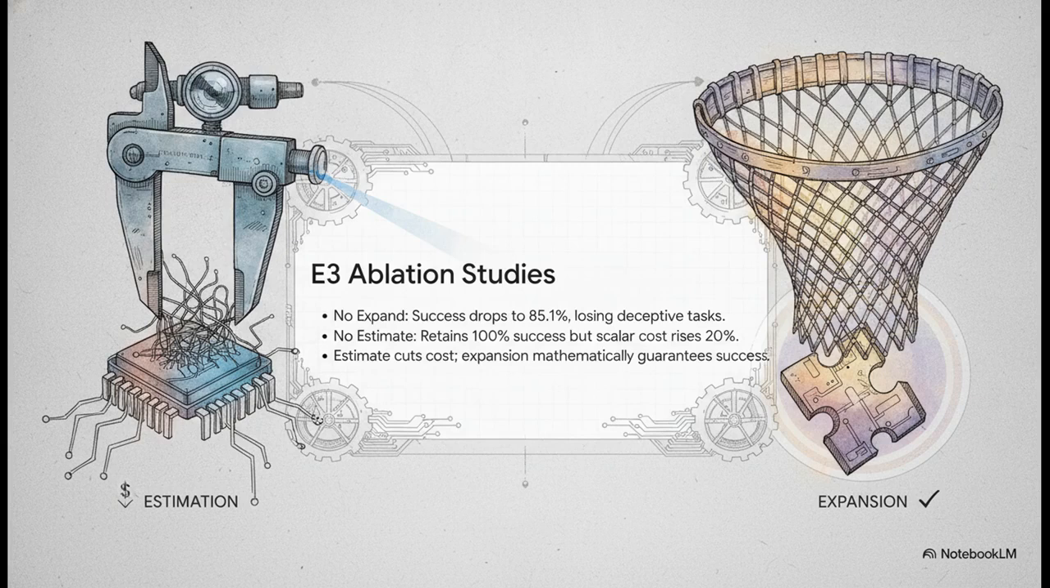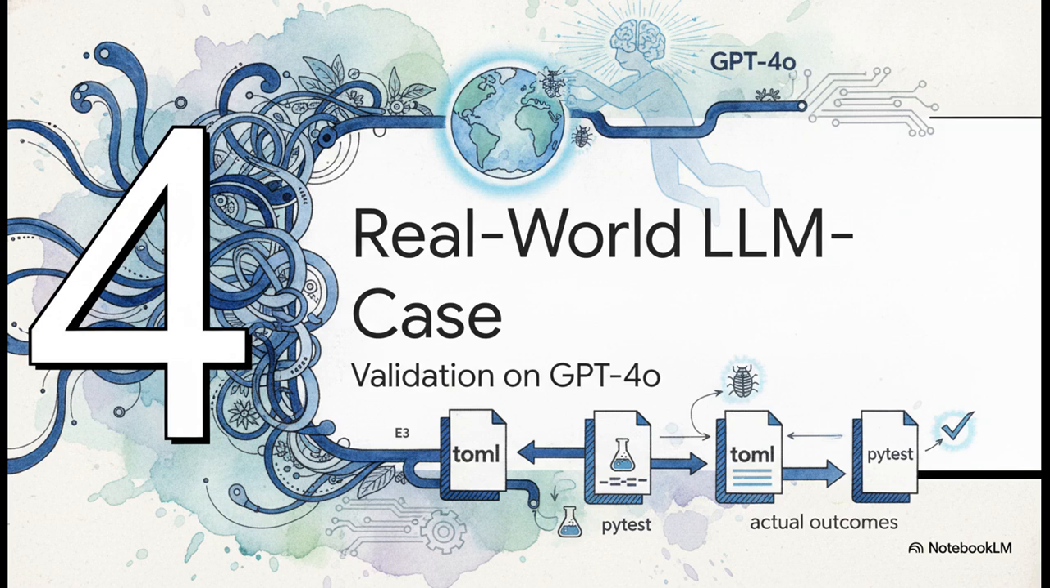Ablation studies brilliantly prove why this specific architecture is necessary. If you rip out the expand stage, success drops from 100% to 85.1%, immediately failing all deceptive Level 3 tasks because the agent can't recover if it underestimates the scope. On the flip side, removing the estimate stage keeps that 100% success rate but inflates your scalar cost by 20%. The takeaway is absolute. Estimation aggressively cuts your cost, while progressive expansion is the safety net that makes your optimistic initial parameters computationally safe.